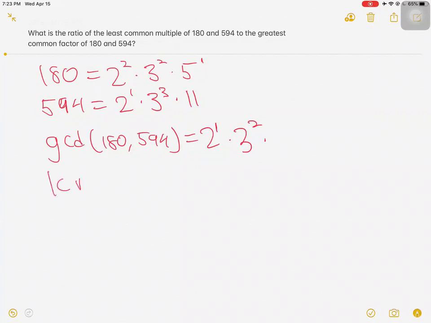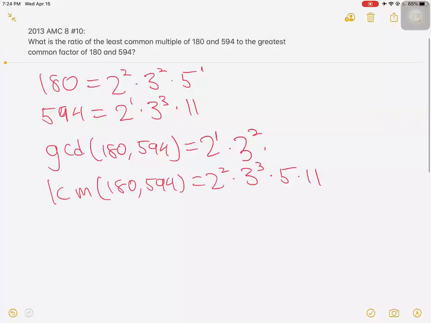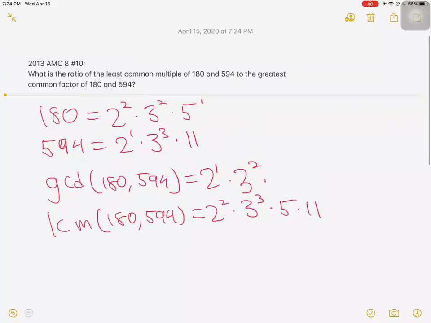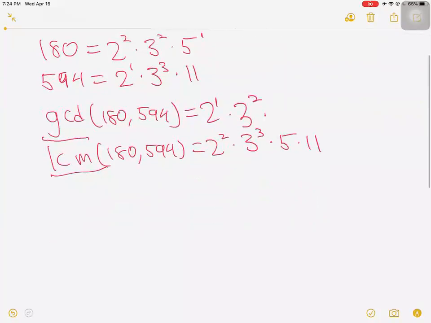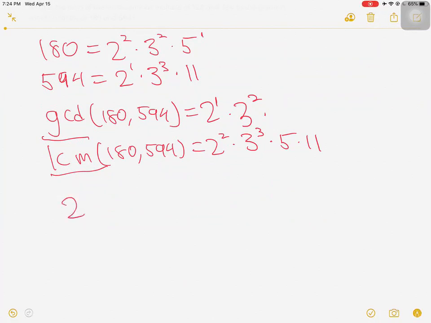The least common multiple of 180 and 594, we write the larger exponent of the two. So it's going to be 2 to the power of 2 times 3 to the power of 3 times 5 times 11. We actually don't have to compute these because the question asks for the ratio of the LCM and the GCD. So basically it's asking for the LCM divided by the GCD, which is, we can take a shortcut and instead of multiplying these out, we can just simply write them as a fraction.